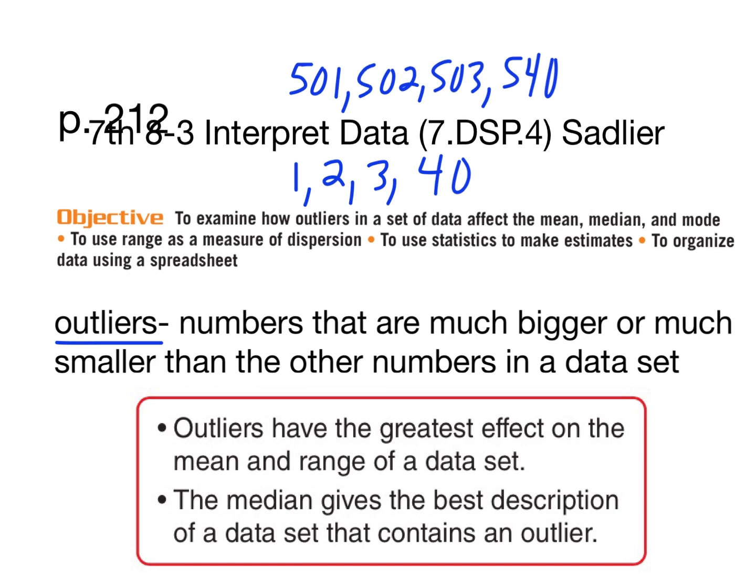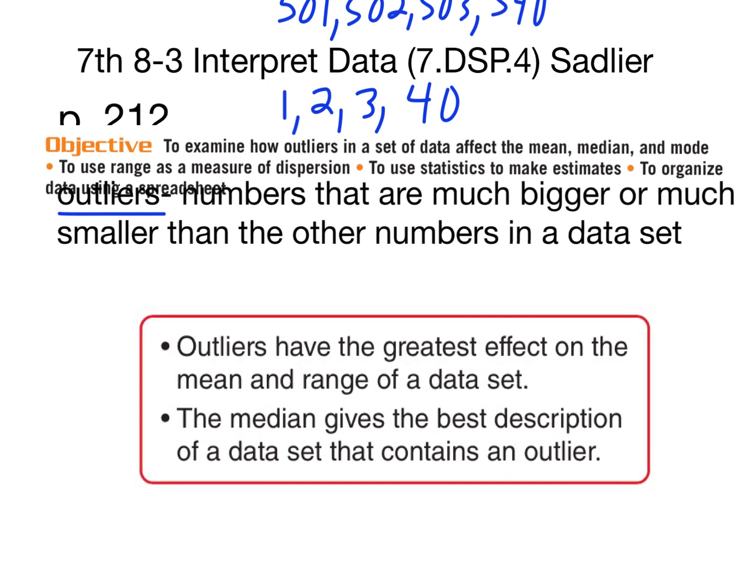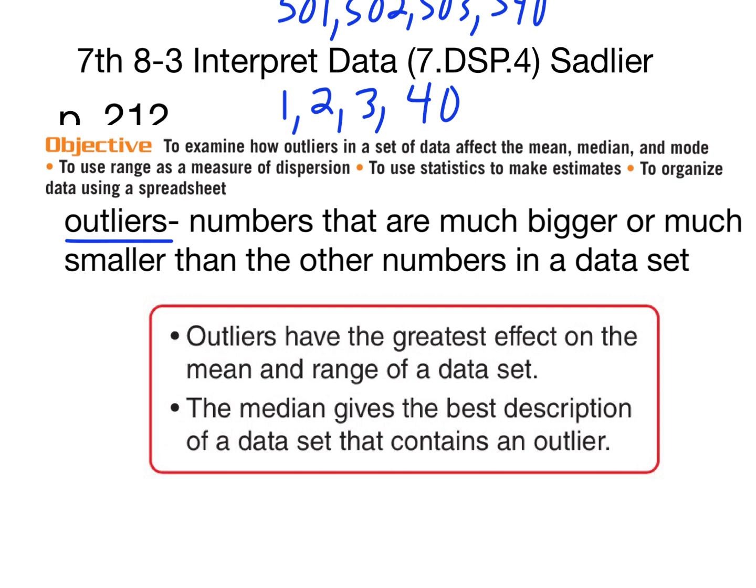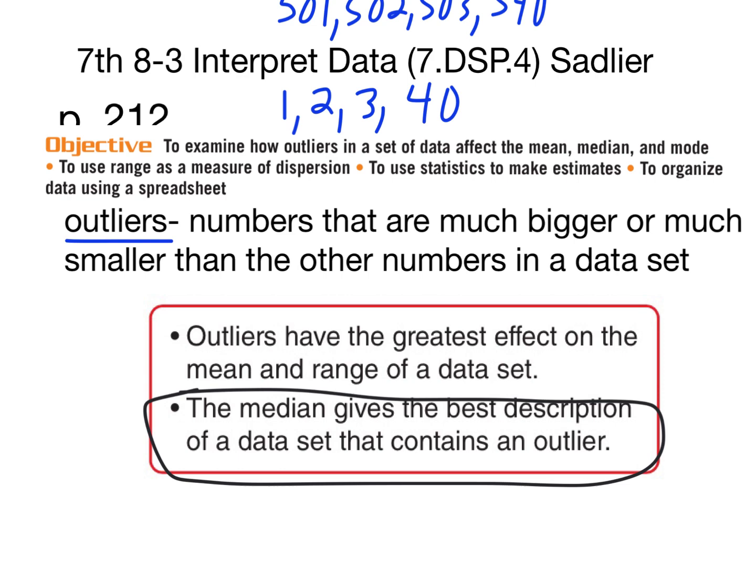So we've already mentioned a little bit, outliers have the greatest effect on the mean and the range. The mean, we're averaging the numbers out. So if you have a number that's way bigger or way smaller, that's going to really affect your average. Just like in school, if you get a 0 on something, that's really going to bring down your grade. The median gives a best description when we have an outlier, because the median is not affected as much by the outlier. It's just the number that's in the middle, or the average of the two numbers that are in the middle.